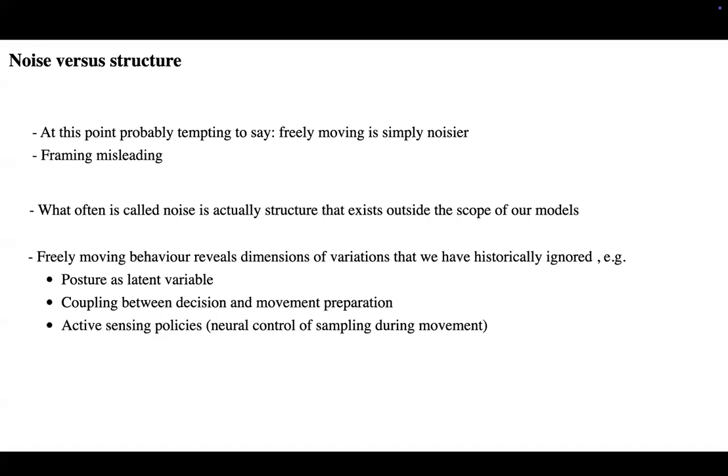For example, posture as a latent variable. In classical setups, there is one posture and you maintain this. You would not even think about that as a variable. Then there is coupling between decision and movement preparation, and active sensing policy, so the neural control of sampling during movement. As you can see, if you think about it in the right way, yes, it's a big challenge, but it opens up so many super interesting questions that were not addressed so far.